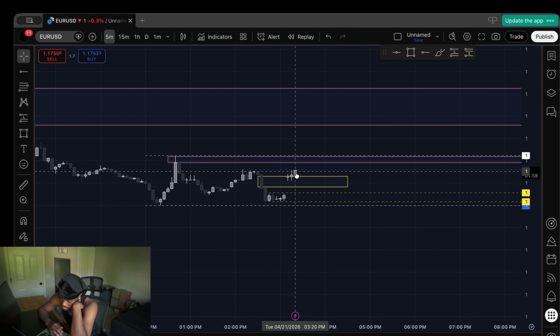Really, if this candle turned black, you'd be solid. You better close above this line or you better turn black. I'm not trying to see no choppiness.